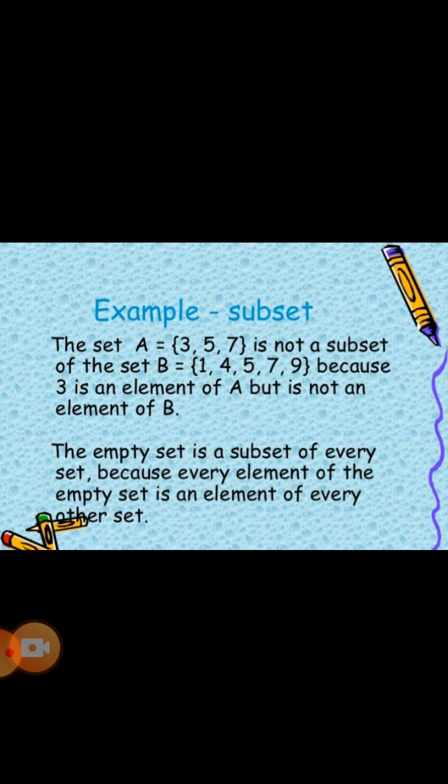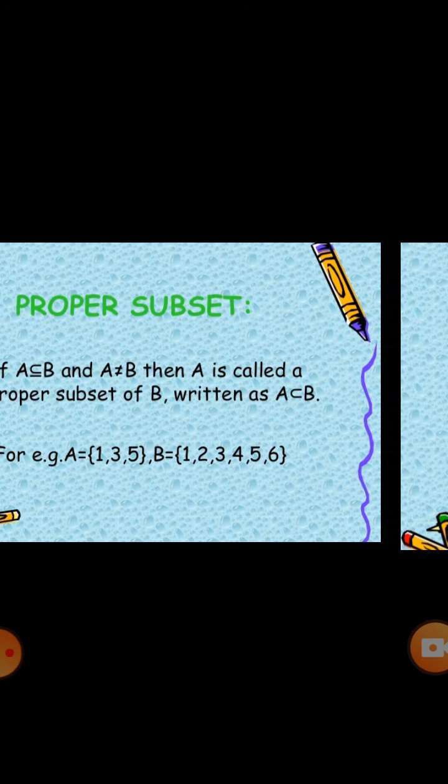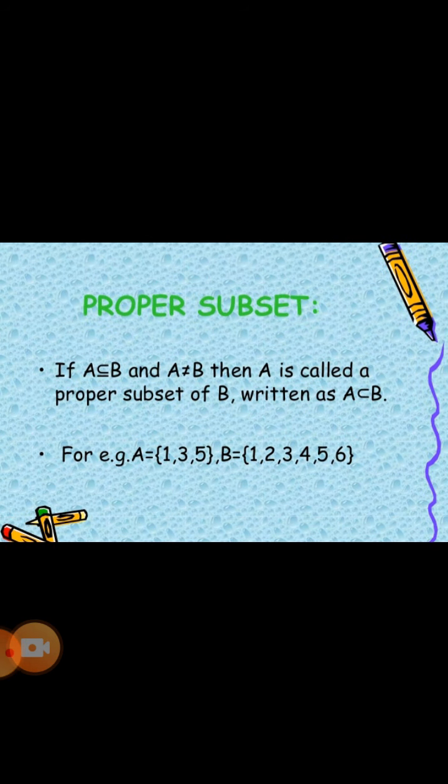In set A we have 3 numbers: 3, 5 and 7. In set B we have 5 numbers: 1, 4, 5, 7 and 9, and we can say that A is not a subset of B because 3 is an element of A but is not an element of B. The empty set is a subset of every set because every element of the empty set is an element of every other set. Next we discuss proper subset.